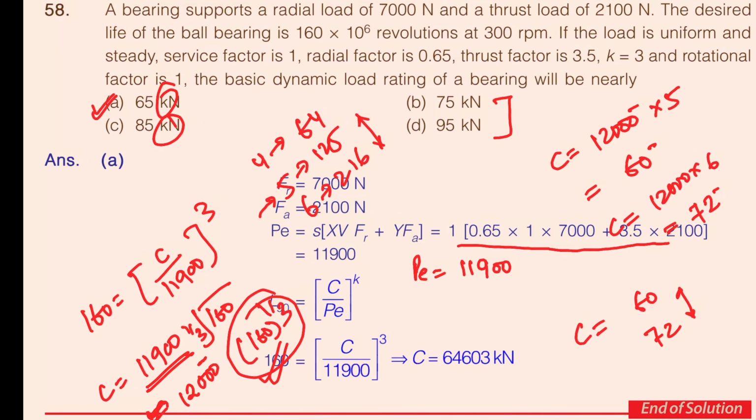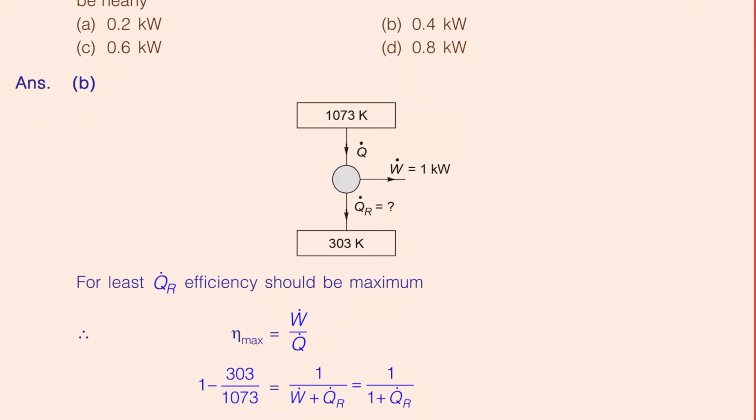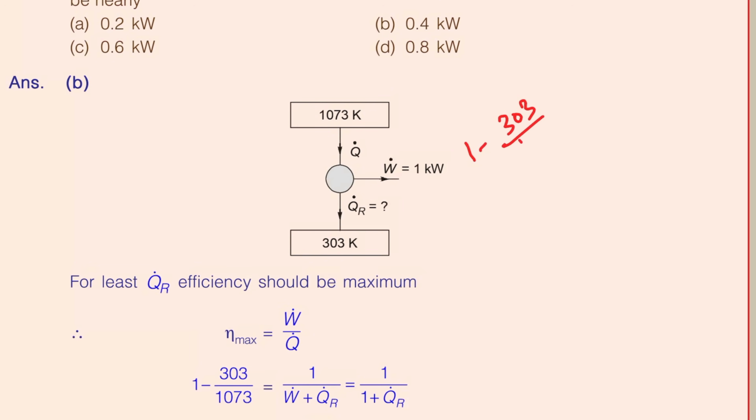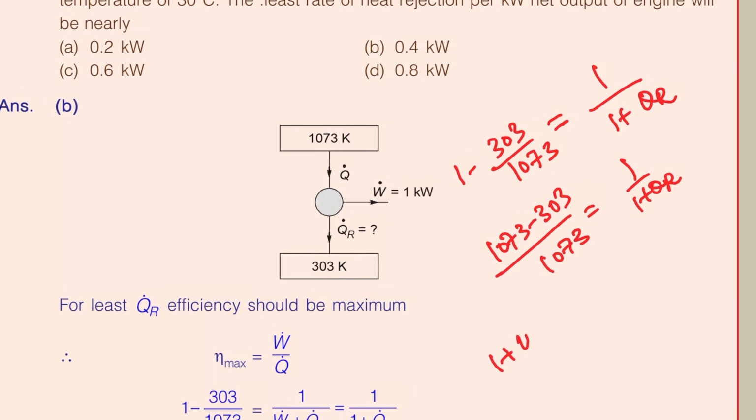Now let's take one more example to understand it even deeper. In this second example, we are going to solve question number 76, and the calculation that we need to do over here is 1 minus 303 divided by 1073 is equal to 1 upon 1 plus QR, and we need to solve it for QR. That is our primary target in this question. So what I'm going to get over here is 1073 minus 303 divided by 1073 is equal to 1 upon 1 plus QR.